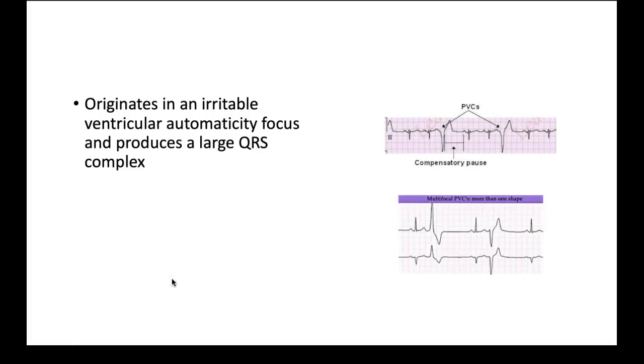Okay, so here we're looking at some unifocal and multifocal PVCs. So again, these are coming from foci within the ventricles. They're going to produce that large QRS complex, and depending on if it's the same foci or different foci, these are going to look either very similar or very different. So you can see the bottom, we have foci coming from different areas of the ventricles. And again, they're going to be a premature beat. They're going to have that wide looking complex, very different from your other QRSs.